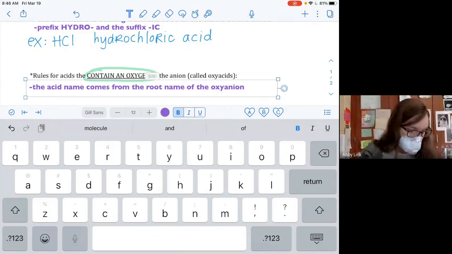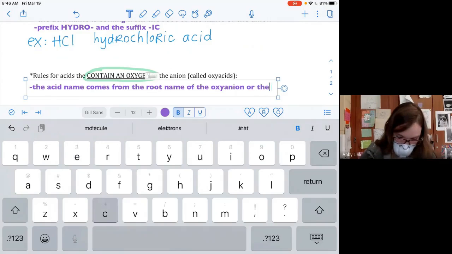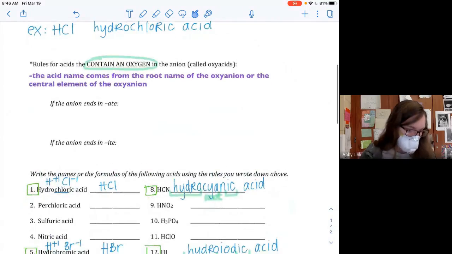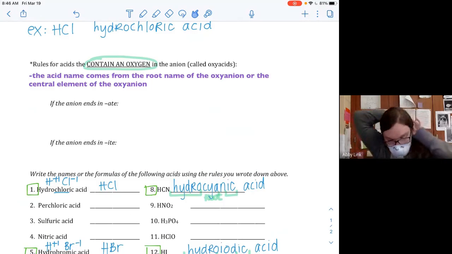All right, so it comes from the root name of the oxyanion or the central element of the oxyanion. Again, I will show you what I mean with a bunch of examples here. Okay. Here's the deal, guys.